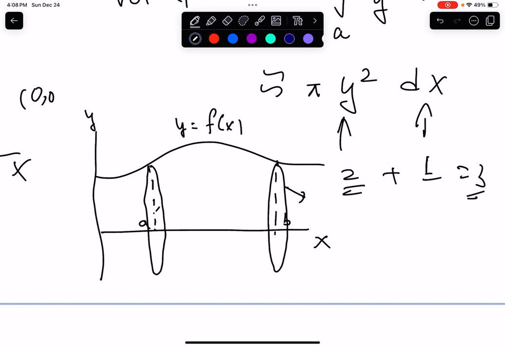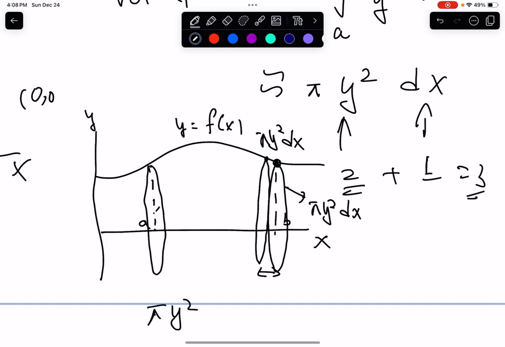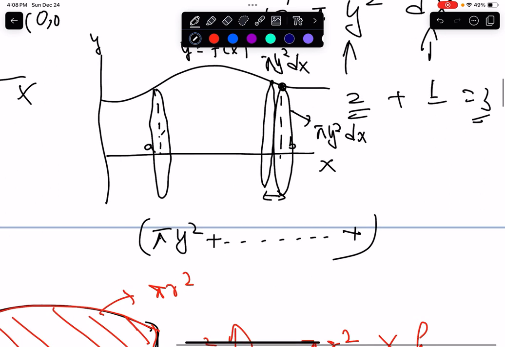Okay, so this circle over here is just pi y squared times dx. Then you're adding it to another circle, which is once again pi y squared times dx. So you keep on adding these. You're finding the area of a circle, which is pi y squared, and then you're adding them many times together, and this entire thing is done dx times. So this is like pi y squared dx.